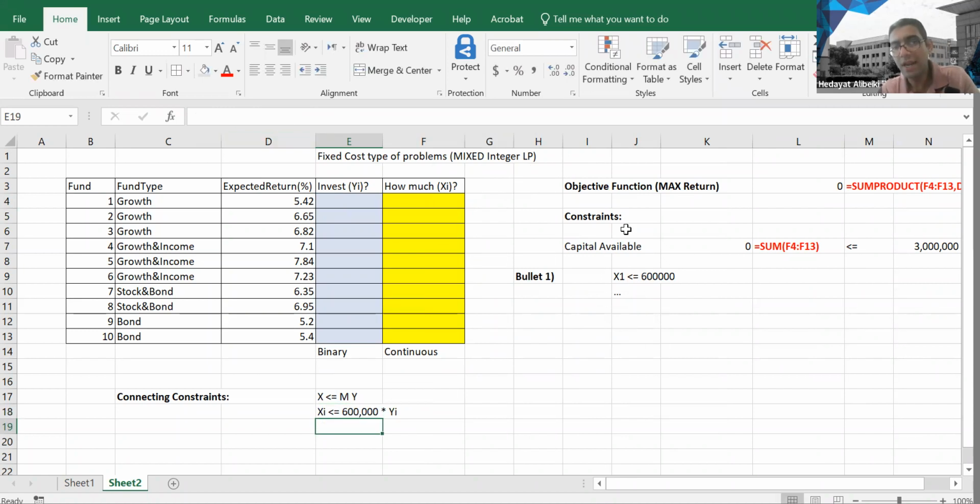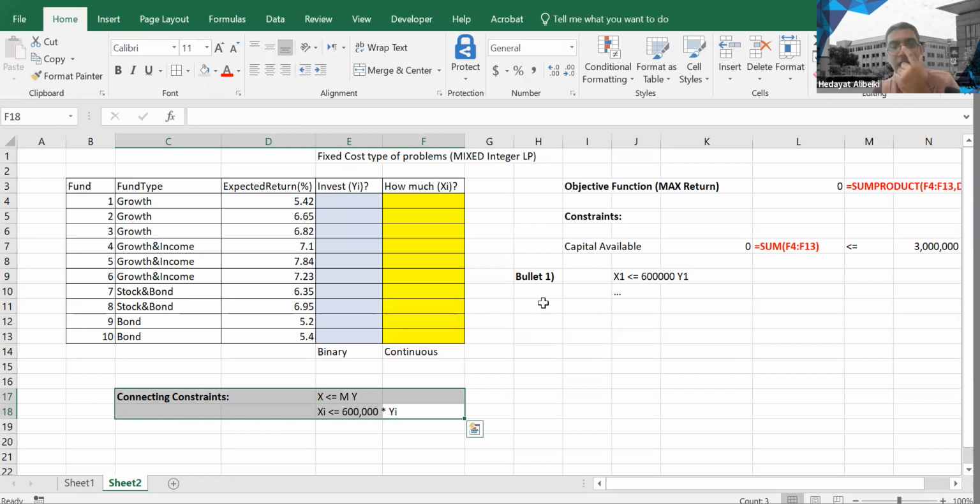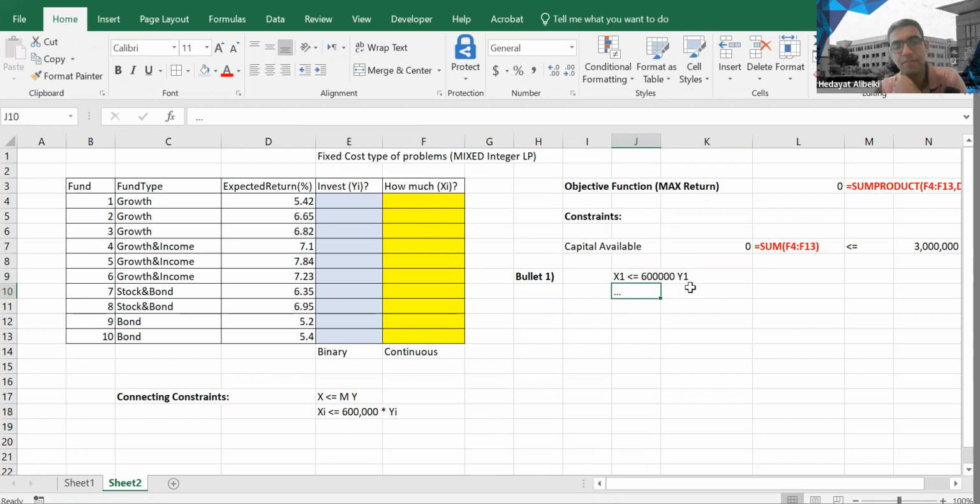So you can update bullet 1 because this is more restrictive than this one. So this becomes redundant. If you have this, this is redundant. So now you can update this to x1 less than or equal to 600,000 times y1, and you can get rid of this. So this bullet 1 is now the connecting constraint. x1 less than or equal to 600,000 y1, x2 less than or equal to 600,000 y2, and so on and so forth.